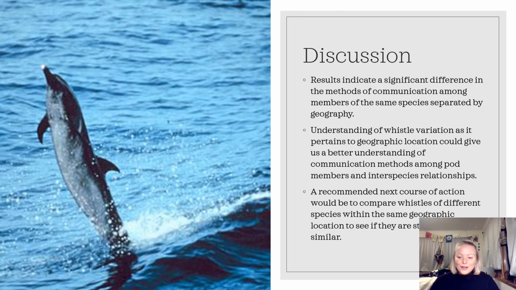So since the results of the ANOVA test indicate that the means of each of the contours were all statistically significant except for the sine contours of Nicaragua and Mexico, the results indicate that there is a significant difference in the methods of communication among members of the same species that are separated by geographical location.